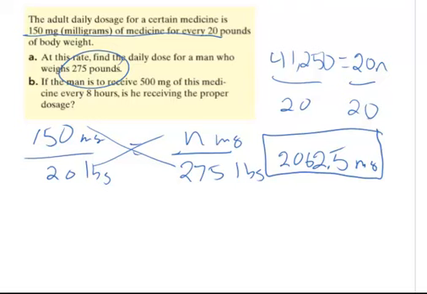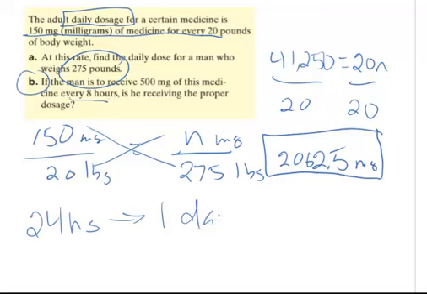Now, there's a part B to this question. Part B says, if the man is to receive 500 milligrams of this medicine every 8 hours, is he receiving the proper dose? So this problem, I want to go ahead and think about it for a little bit. The first part here is talking about the daily dose. And now it's saying, what about every 8 hours? So I want to think about that for a minute. Is there something that tells me how many hours are in a day? Yeah, I know that there's 24 hours in one day.